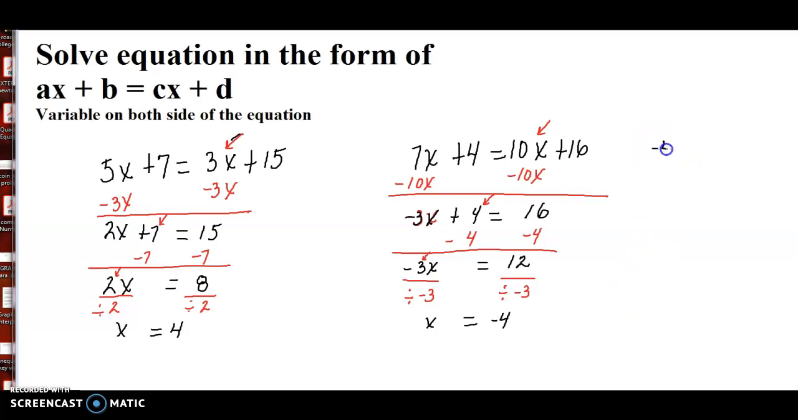We have a negative 4x plus 3 is equal to 11x plus 17. So a negative 4x plus 3 is equal to 11x plus 17. First step, I'm going to get rid of this 11x on the right-hand side. So I'm going to subtract 11x, and I'm going to subtract 11x.